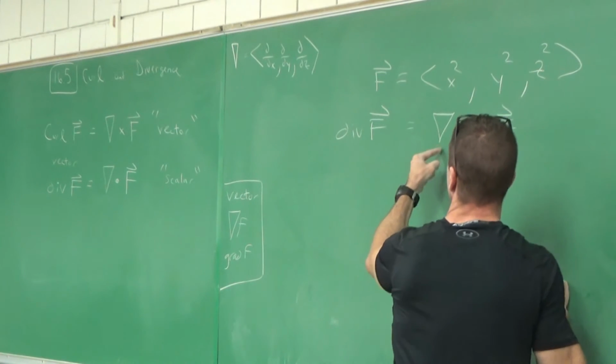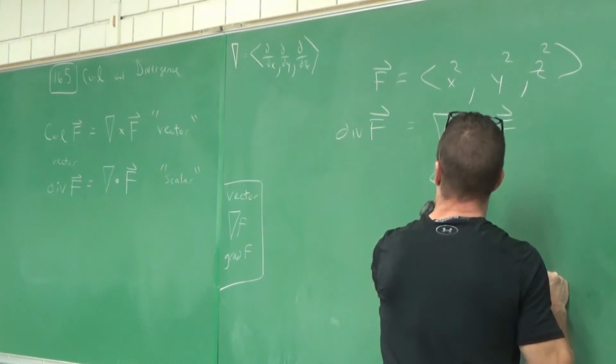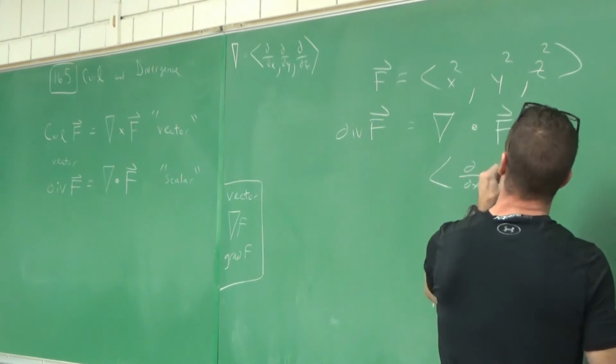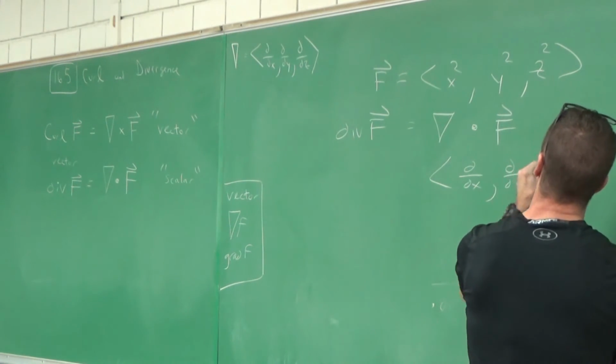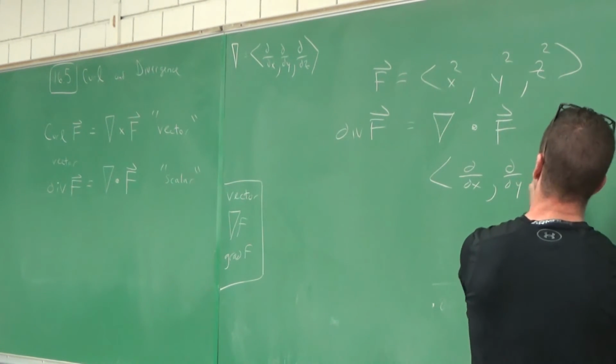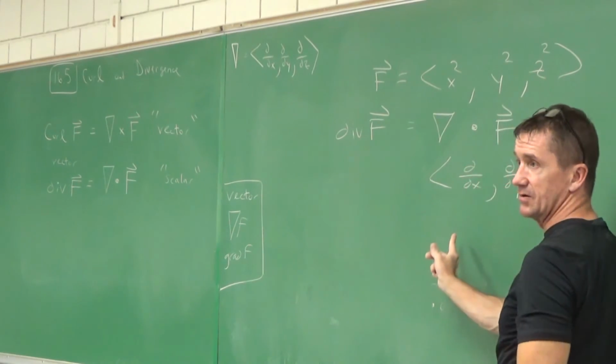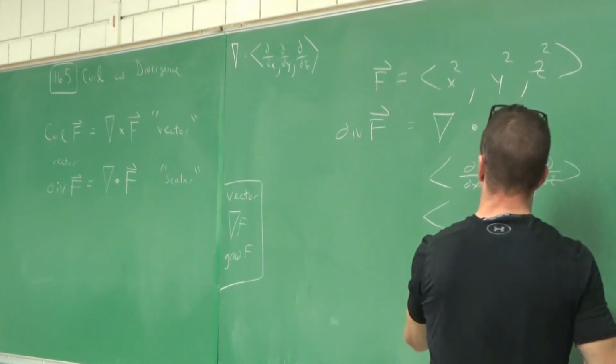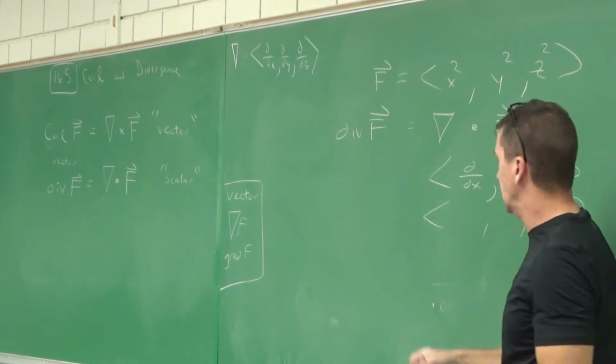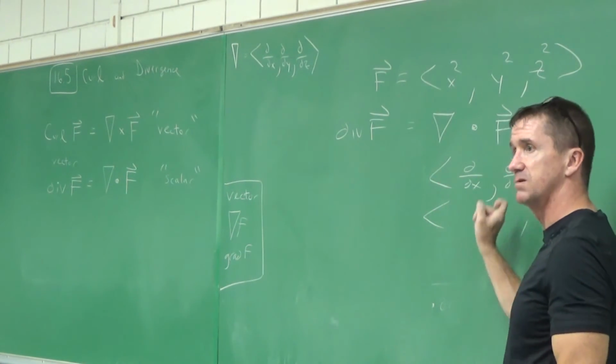Okay, well, here's del. What's del? ∂/∂x, ∂/∂y, ∂/∂z. And if you don't mind, I'm going to put F right underneath, because you know when we do a dot product, it's this times this plus this times this plus this times this.